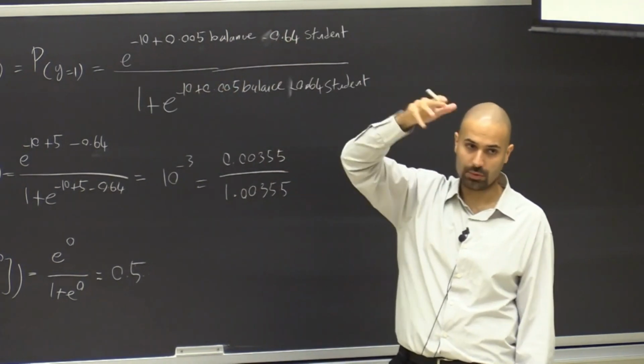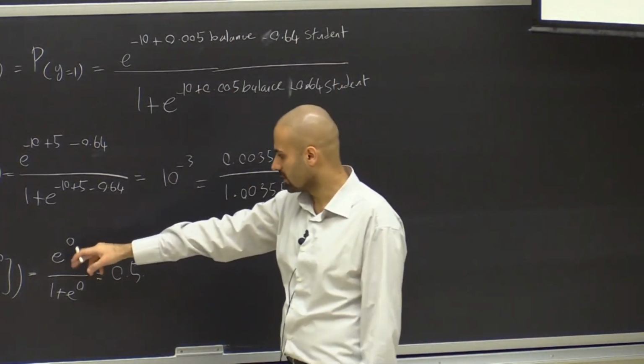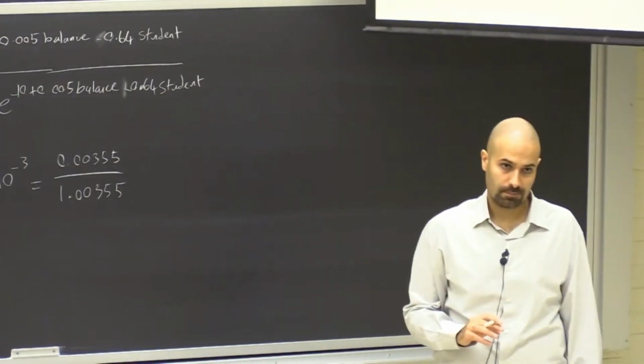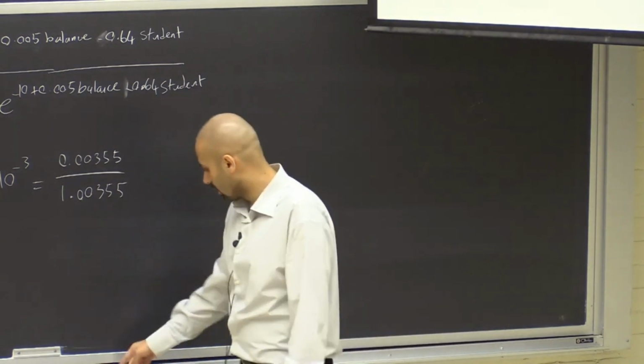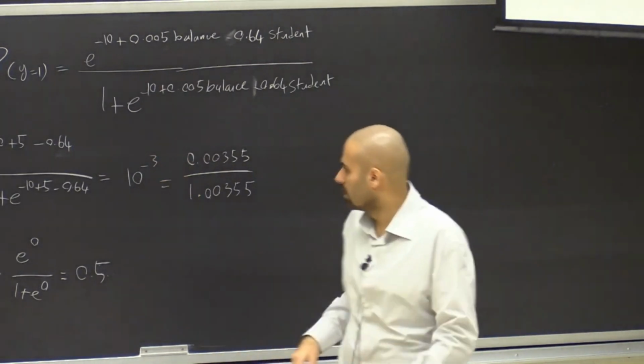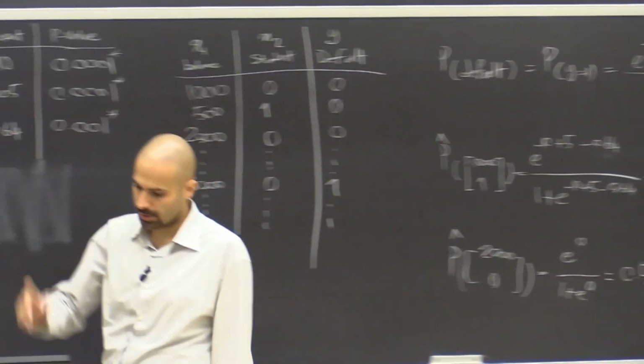So e to the 5 is 2.7 to the power of 5. So it's like 40 something, I guess, even more, maybe 60 something over 1 plus 60. So it's going to be 99%, 98% or so. So someone with a credit card balance of 3,000, who's a student, is going to have a default rate of 98%. So that's how logistic regression can be used for making predictions.